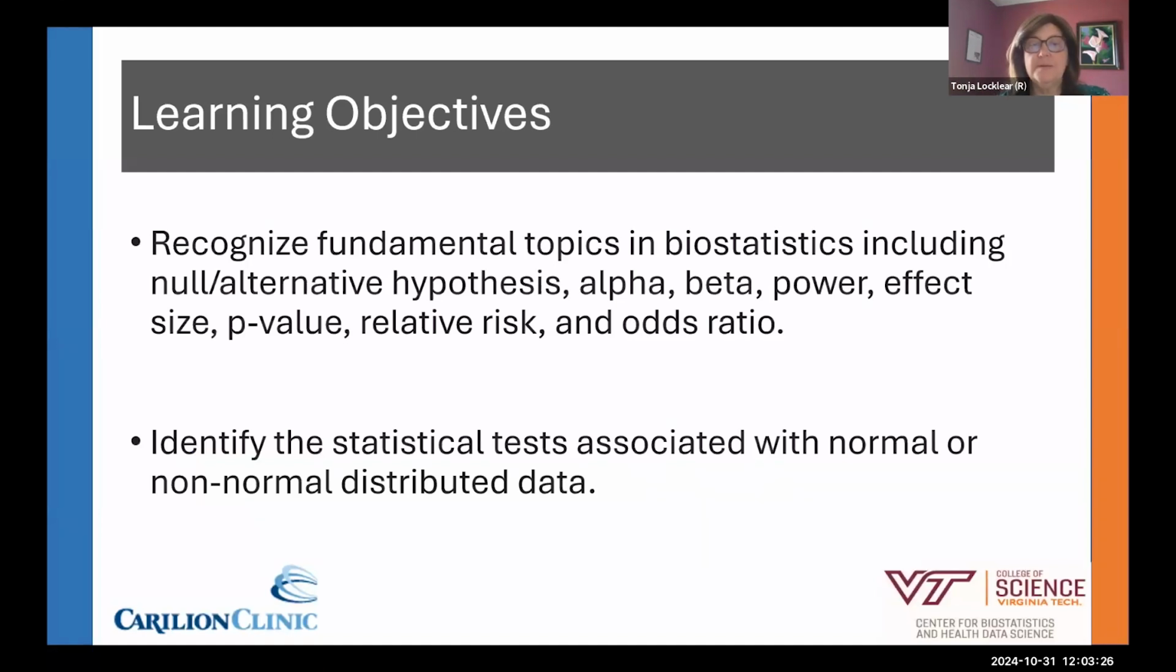So here are our learning objectives for today's session. First, we're actually going to start off with providing an overview of the statistical support that is available through our groups at Virginia Tech and Carilion Clinic. And then we'll dig into fundamental topics in biostats, including things like hypothesis testing, alpha, beta, and power, as well as different types of statistical tests for both normally and non-normally distributed data. So we'll hit on p-values, effect sizes, distinguishing also when to use relative risk versus odds ratios.